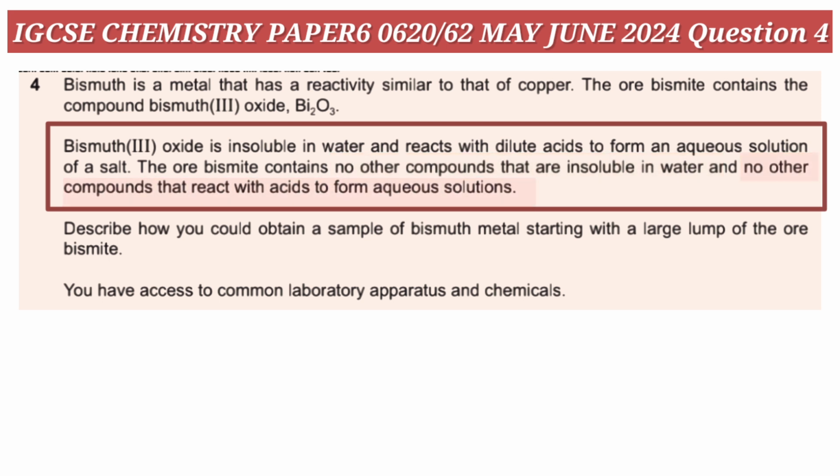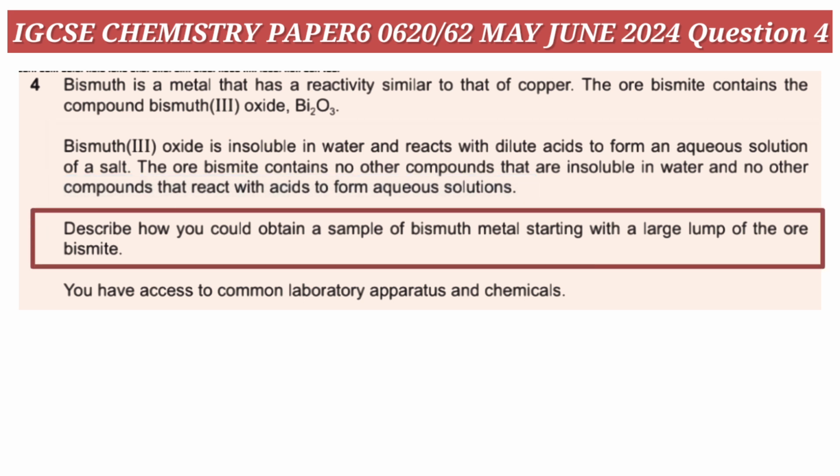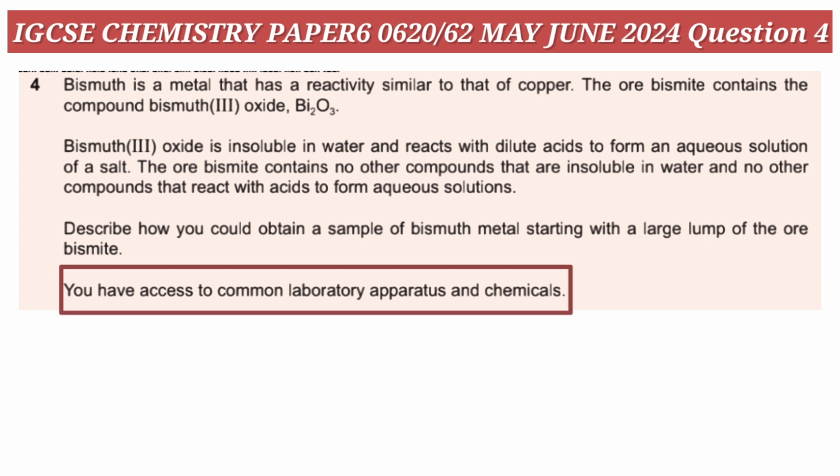to form aqueous solution. This has to be understood very clearly that bismuth oxide is insoluble in water and it reacts with dilute acid. No other compounds are insoluble in water, that means they are soluble. And no other compound reacts with acid to form aqueous solution, that means they do not form aqueous solution in acid. Describe how you could obtain a sample of bismuth metal starting with a large lump of the ore bismuth. You have access to common laboratory apparatus and chemicals.